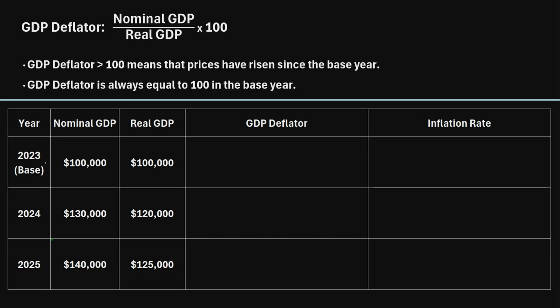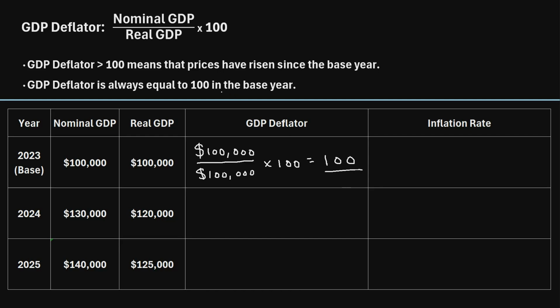Consider this table where we have 3 years, 2023, 2024, and 2025. Let's assume that we're using 2023 as the base year. So for each year, we've listed the nominal GDP along with the real GDP. So to calculate the GDP deflator for 2023, all we would do is take the nominal GDP of 100,000 and divide it by the real GDP of 100,000 and then multiply by 100. So here's what we get when we do that. So when we do that, we end up with a value of 100.